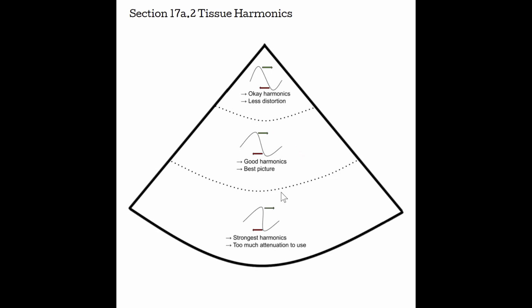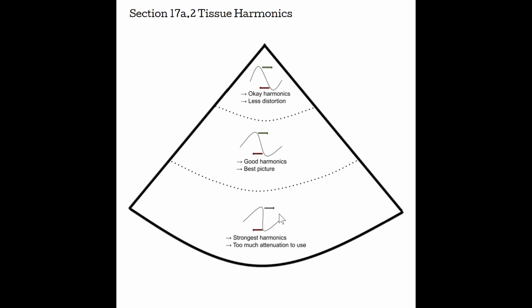So what we end up seeing is that the best harmonics for our pictures tend to be in that midfield. We're getting just enough distortion of the fundamental waveform to start to get those harmonics. It's not too much to the point where it's going to attenuate before it can make it back to the transducer. And it just so happens that a lot of times what we're interested in happens to be in the middle of our picture as well. So the best harmonics for imaging come back from the midfield.